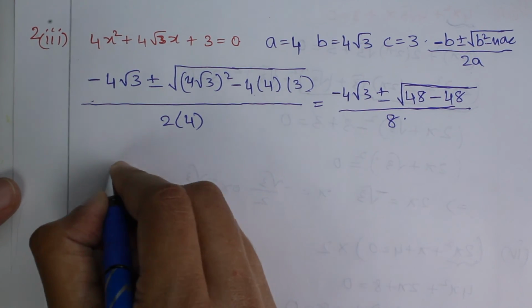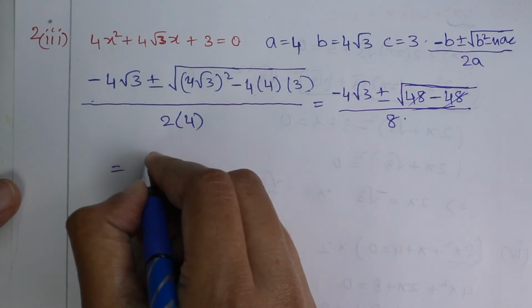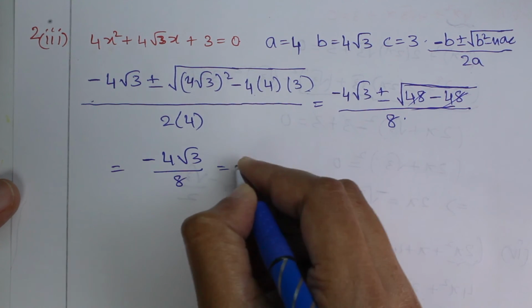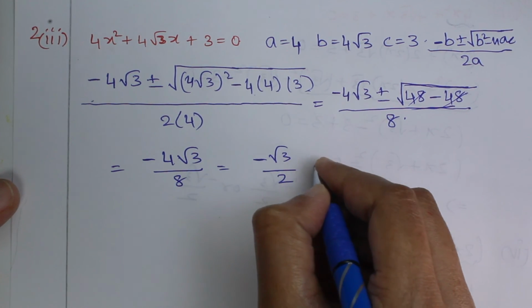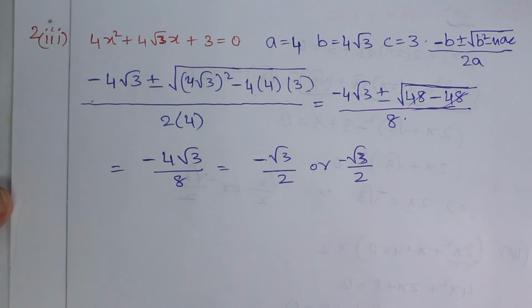Okay, now it becomes 48 minus 48. Plus 48 minus 48 gets cancelled. So it becomes minus 4 root 3 divided by 8, that is equal to minus root 3 by 2. So there are two roots for this one. Both are minus root 3 by 2.